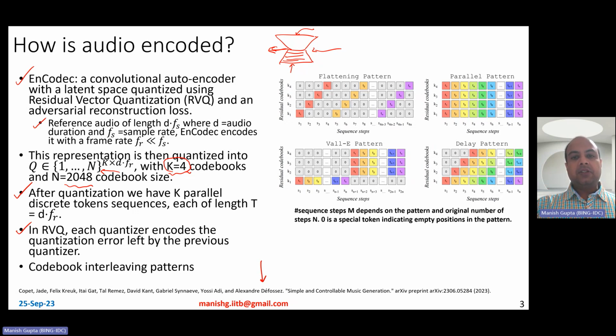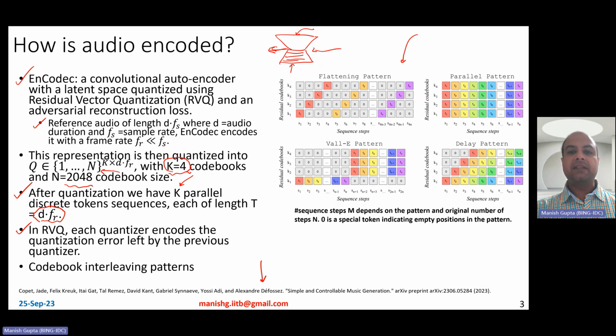Okay? So now you have T different time points, or sequences of length T, where T is d times fr, and you have K equal to 4 different sequences. Now, how do you represent them as sequence steps? That is what is called the codebook interleaving pattern, which is shown here. You could interleave them in 4 different possible ways.